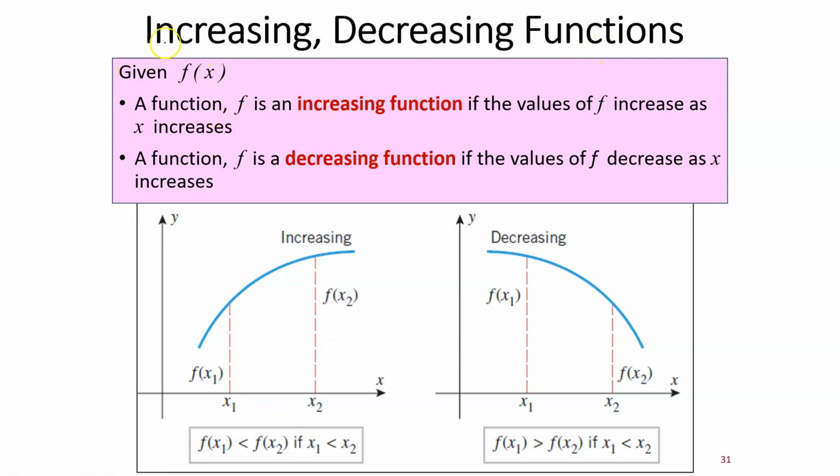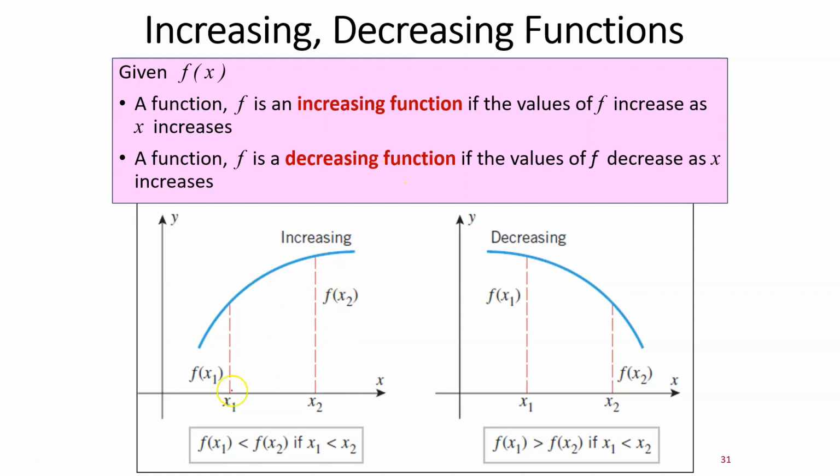Given function f(x), a function f(x) is an increasing function. Dia fungsi yang menaik if the value of f increases as the x increases. Maksud dia fungsi itu adalah satu fungsi yang menaik kalau f tu increase dengan syarat x tu pun increase. X value tu akan increase at the same time f tu pun increase. But sebaliknya, kalau dia terbalik, f decreases as x increases, satu naik, satu turun. That one is a decreasing function.